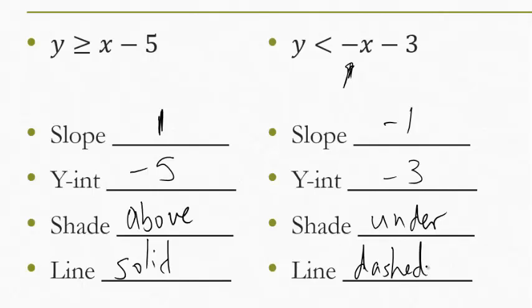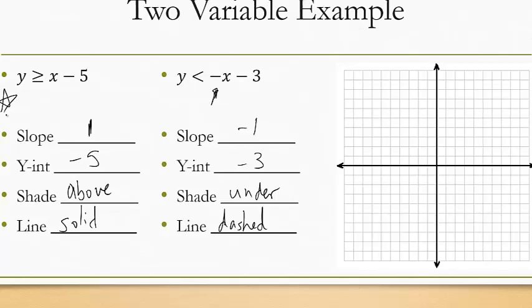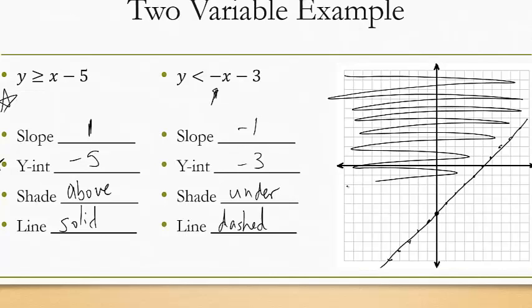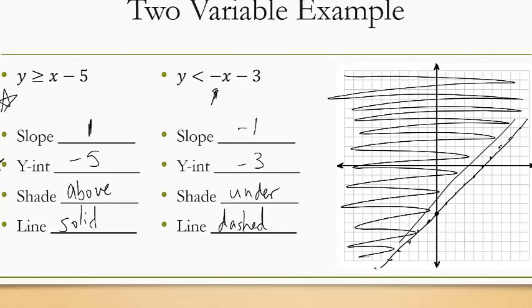Okay, so now let's go ahead and graph these lines. Let's graph our first line. Our y-intercept is what we always start with. So y-intercept is negative 5. From our origin, we go down 5: 1, 2, 3, 4, 5. Then our slope is 1, so go up 1, up 1, up 1. And then our line is solid, so let's make that line solid. And our shade is above, so let's go ahead and shade above. Okay, so now it's shaded above.